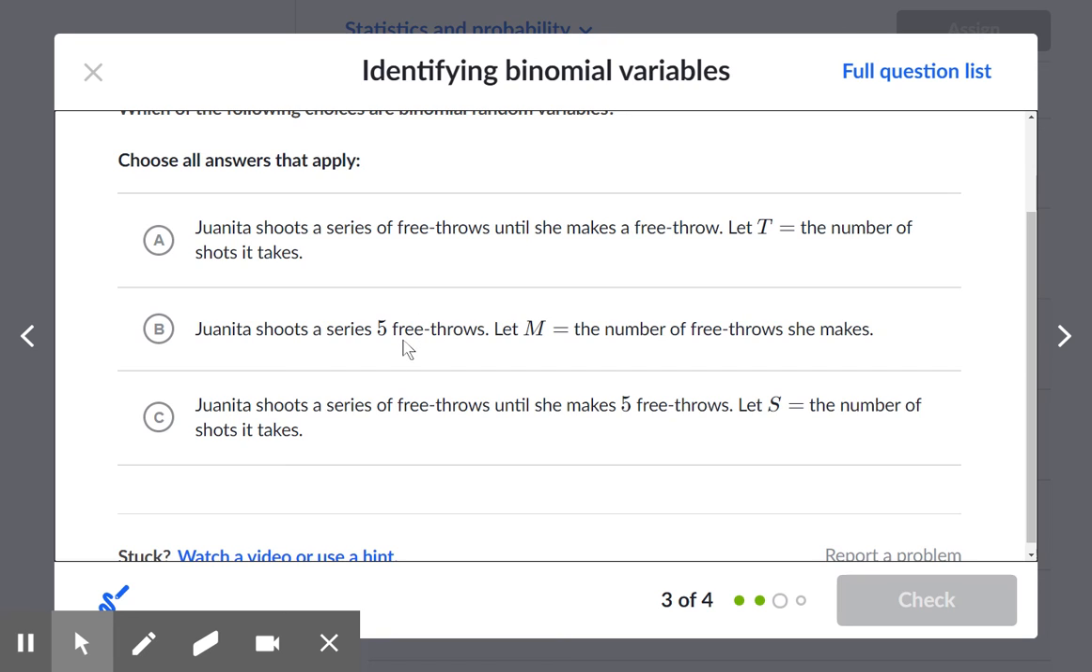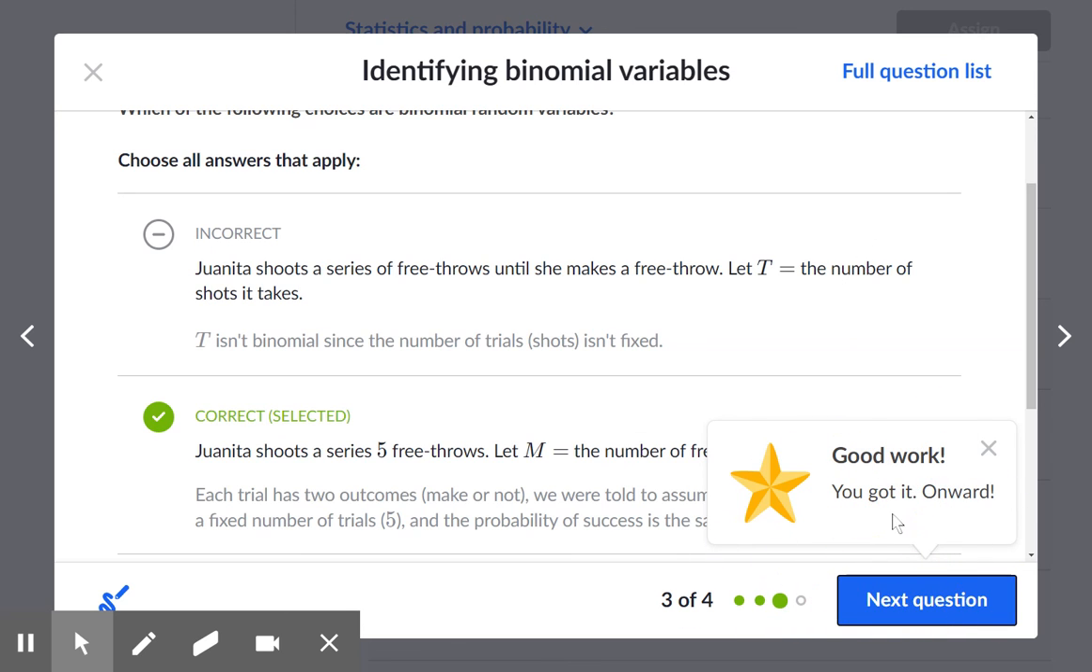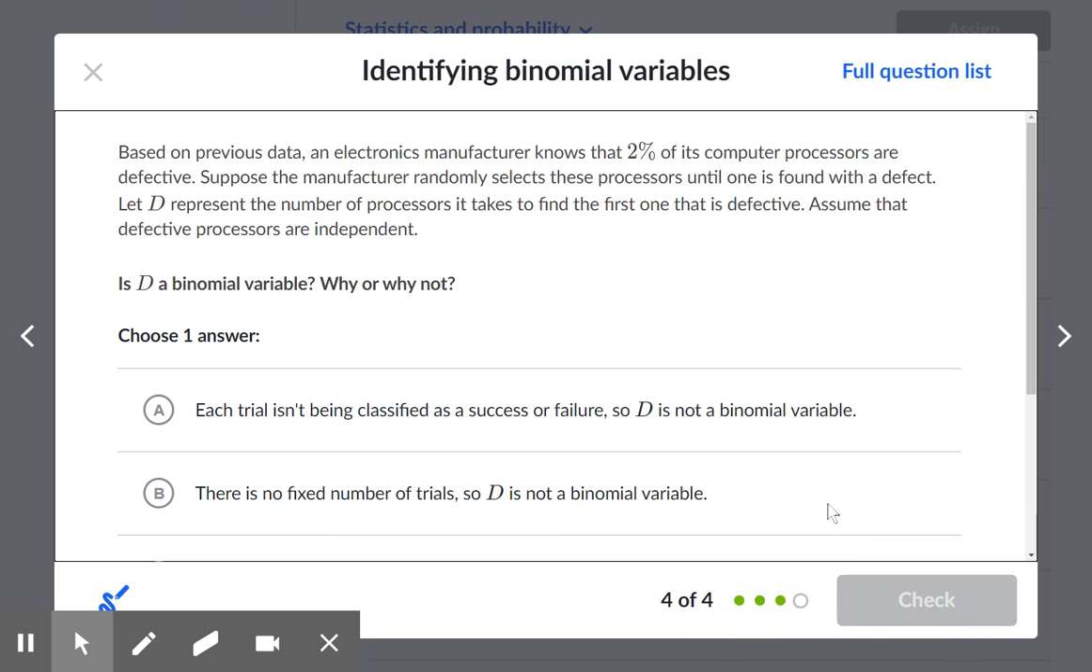Juanita shoots a series of 5 free throws. So the n is fixed, and m is the number of free throws she makes. Yes, this is binomial. Juanita shoots a series of free throws until she makes 5. So the number of trials is not fixed. All right, let's do this quickly.